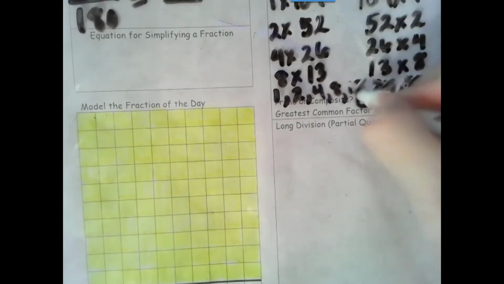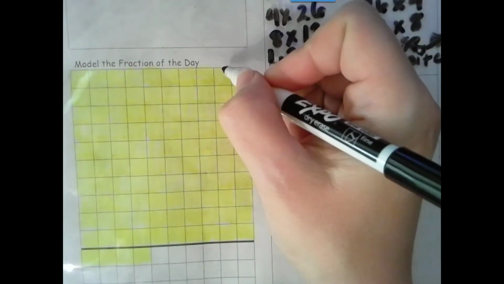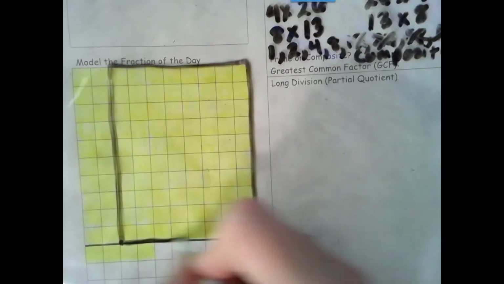Let's try 8. So I'm going to cut 2 off of each of these, because 10 take away 2 is 8.